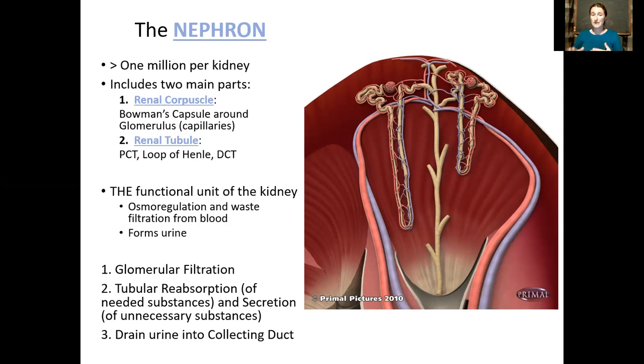We can break the nephron down into 2 main parts. The first part is the renal corpuscle. The renal corpuscle is, first of all, where those capillaries are, the first capillaries. So the glomerulus, this knot of capillaries, is within the renal corpuscle. The second portion of the renal corpuscle is called either Bowman's capsule or the glomerular capsule.